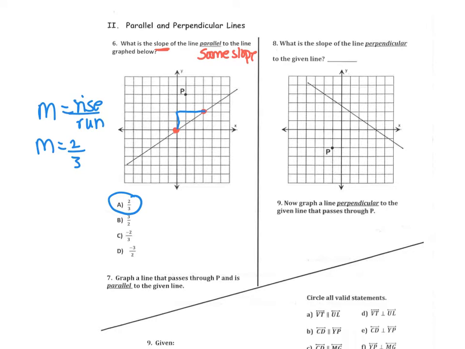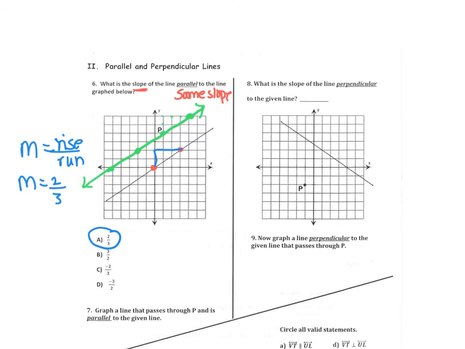Now this one has a part 2 to it. It says graph a line that passes through P and is parallel to the given line. All right, so we're going to go with some green. We have to go through P right here, and we need the same slope. So we need to go up 2 and over 3. 1, 2, 3. Here we go. And then we can go down 2 over 3, and just connect those. And we have a line parallel.